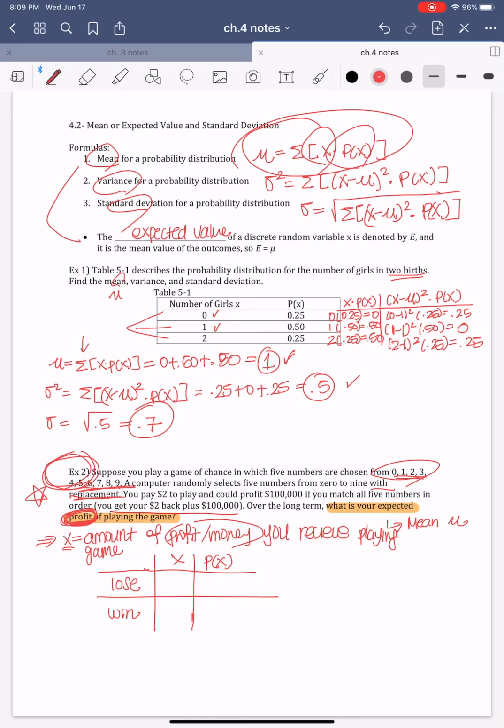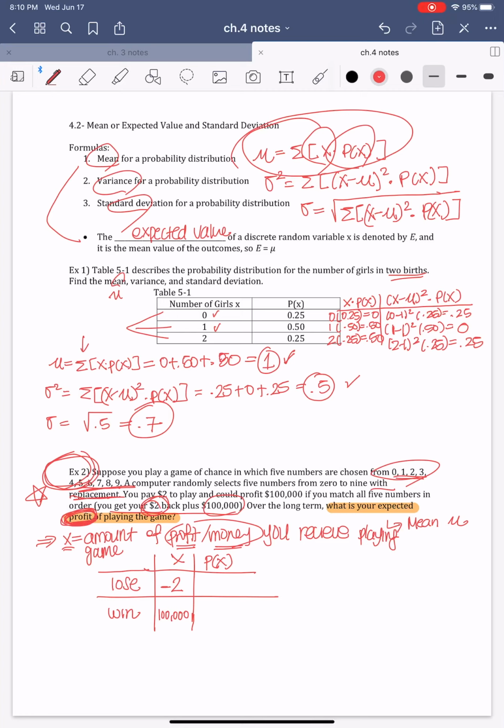Now, let's talk about the net profit. I'm not counting that $2 original, just the pure profit. If you lose the game, what's your profit? You lose $2, but I'm going to use a negative value to indicate that it's a loss. Winning, the x value is $100,000. Correct?